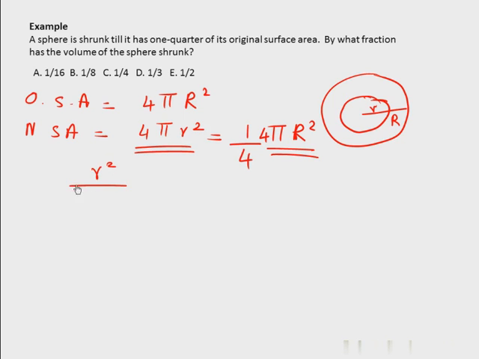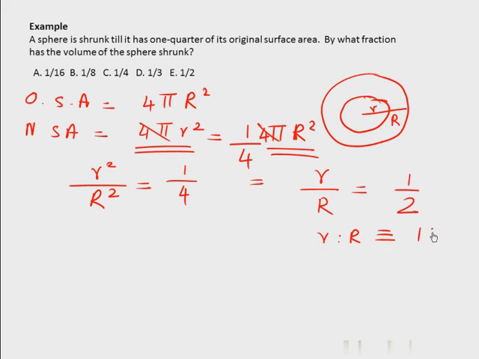So I get r square by R square. I can cancel out the 4 pi's. I get r square divided by big R square is 1 by 4. Or, taking square roots, r by R is 1 by 2. So the ratio of the new radius to the old radius is 1 is to 2. The radius has become half. As the surface area became 1/4, the radius became half.